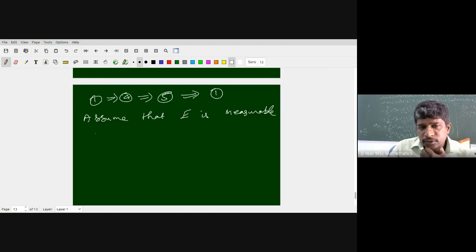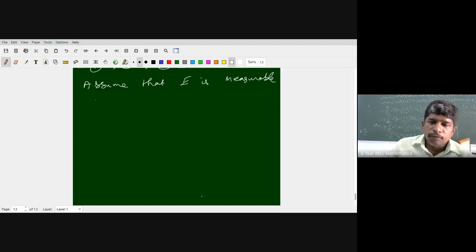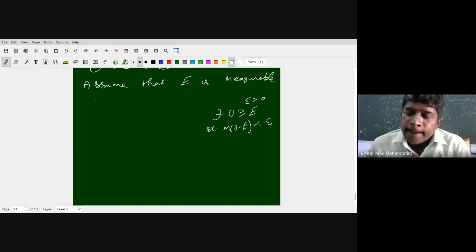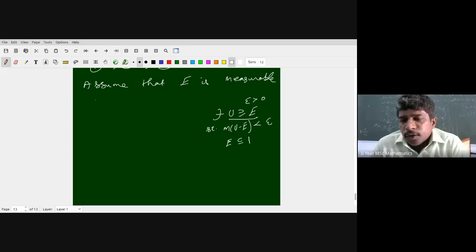But we know that 1 implies 2. So what we know is, if we have an epsilon greater than 0, there exists an open set U containing E such that the measure of U minus E is less than epsilon. So this we know for E. But what we need is a closed set containing E.